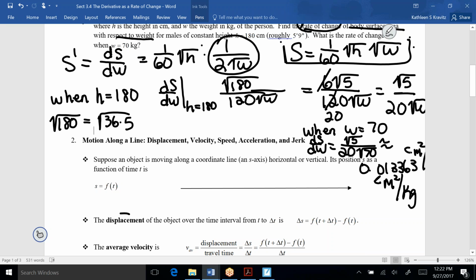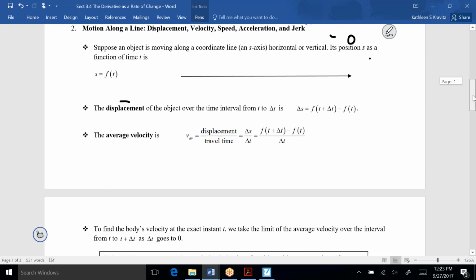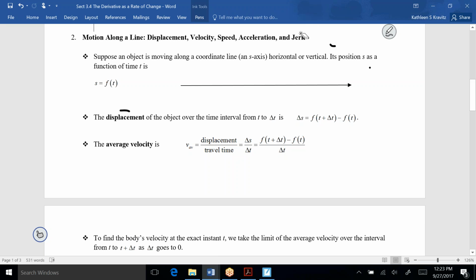All right, let's move on then to the next part and talk about motion along a line: displacement, velocity, speed, and acceleration. Suppose that we have an object that's moving along a coordinate line, an S-axis, and we can make that S-axis horizontal or vertical. Its position S as a function of time is going to be S as a function of time t. So if we have this axis here, we're going to call this S.